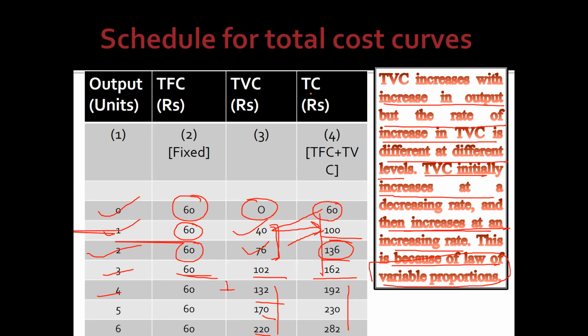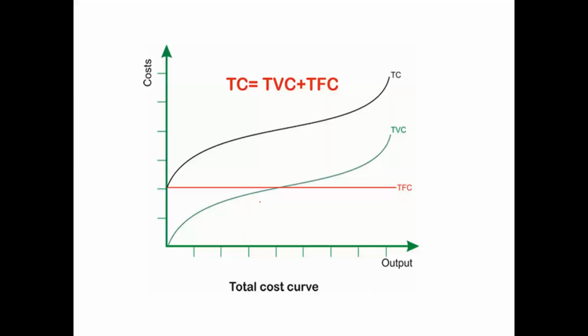This total cost is the total of both these costs: 60 plus 0 is 60, 60 plus 40 is 100, 60 plus 76 is 136, 60 plus 102 is 162, and so on. 60 plus 132 is 192, 60 plus 170 is 230, and 60 plus 220 is equal to 280, and so on. So this is the total cost.